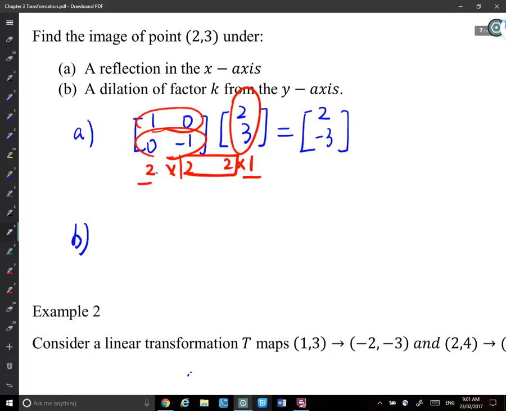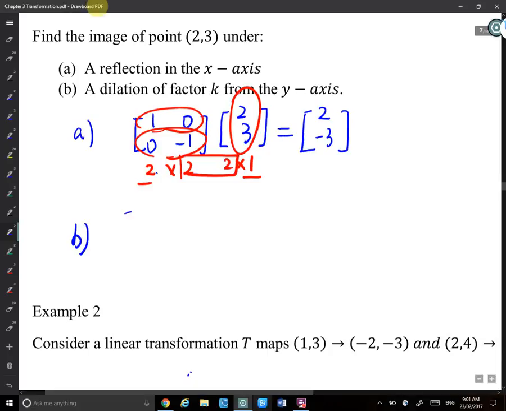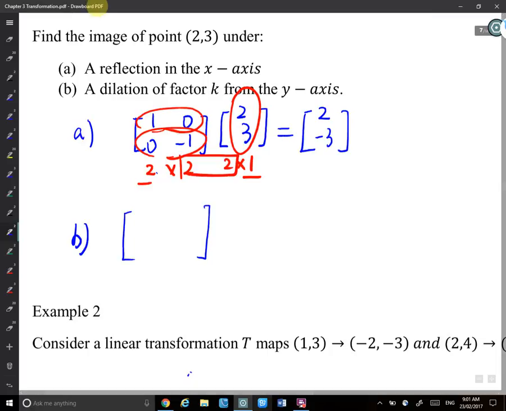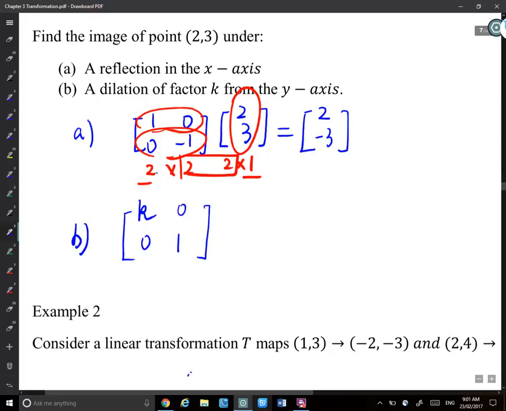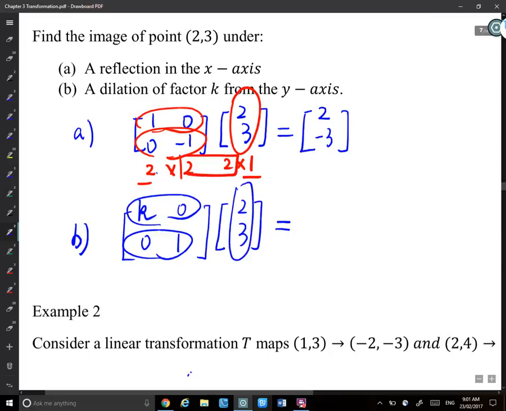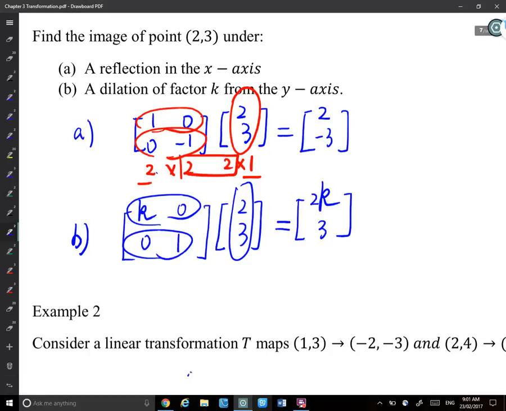Part B is a dilation of factor k from the y-axis. It's changing the x value. So you have k 0, 0, 1, not going to do anything with the y value. And you have the point 2, 3. Row, column. 2 times k plus 0 times 3, you have 2k. 0 times 2 plus 1 times 3 gives you 3. So it's 2k, 3. You will write out the points directly without having this matrix, but this is something that tells you how the matrix works.